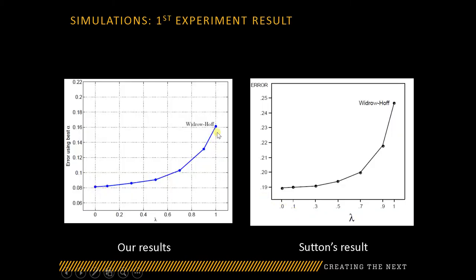As we can see, we successfully generate the same pattern for the first experiment. TD lambda outperforms the Widrow-Hoff procedure. The smallest RMS value is achieved for lambda equals 0.